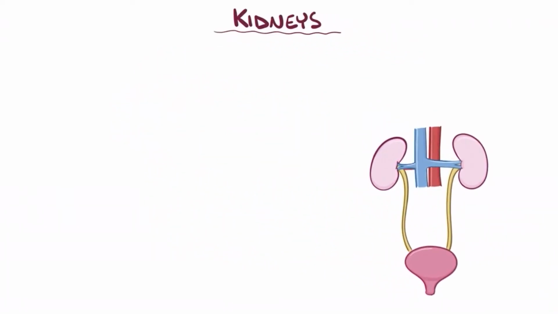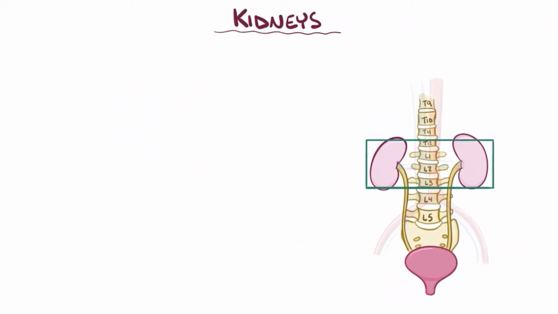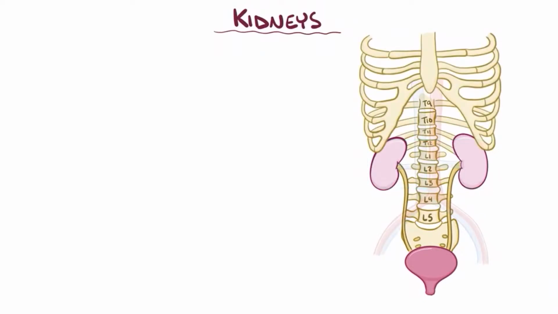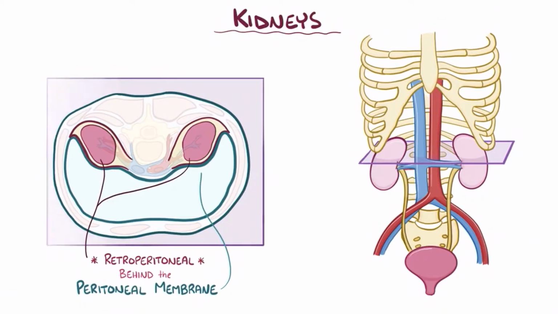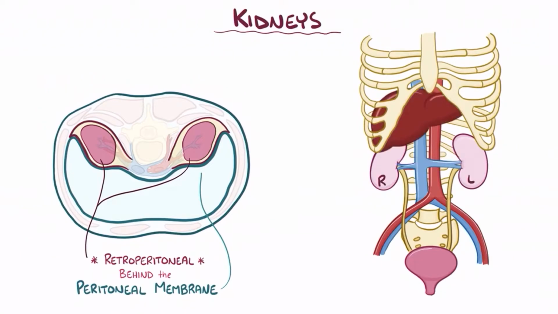The kidneys are located between the T12 and L3 vertebrae, and they're partially protected by ribs 11 and 12, which are the floating ribs. The kidneys are roughly the size of a fist and are retroperitoneal, meaning they sit behind the peritoneal membrane, alongside the vertebral column. The right kidney is pushed down by the liver, so it sits slightly lower than the left kidney. In the middle of each kidney, there's an indentation that forms the renal hilum.